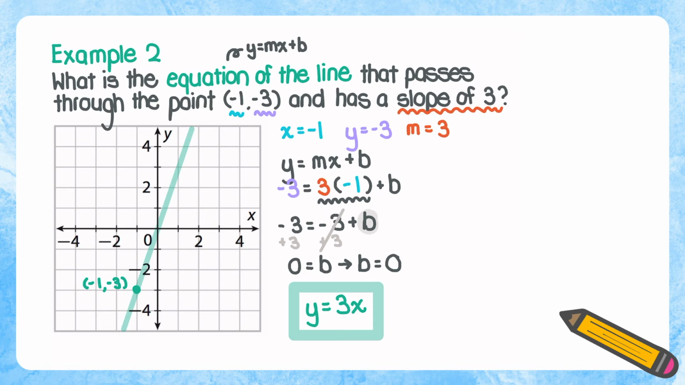And let's quickly take a look at our b value, which was b = 0. So that means our y-intercept must be at (0, 0), right here. And look, this is the y-intercept of the line. So we've correctly found the equation for this description.